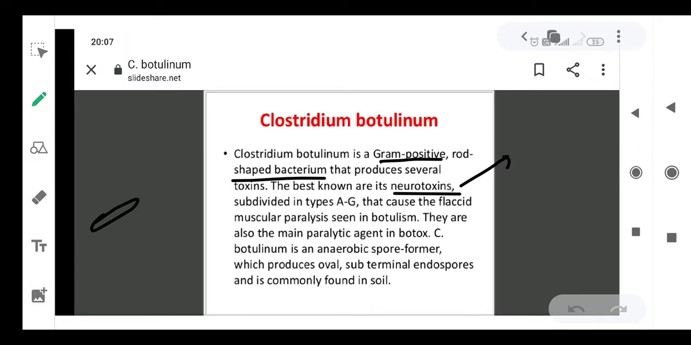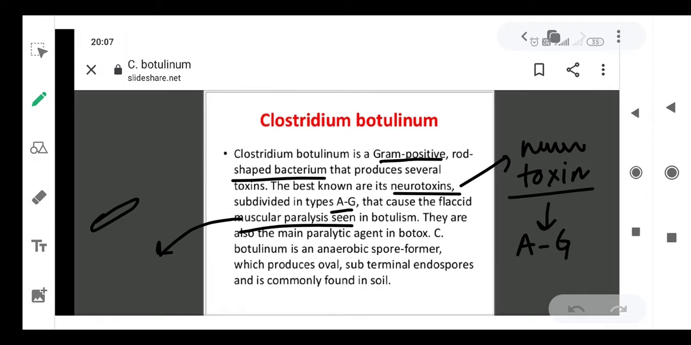I have told you that the botulinum toxin is a neurotoxin, and this neurotoxin is further subdivided into type A, B, C, D, E, F, G. This is another important thing, and this will ultimately cause the disease botulism, which is flaccid paralysis. I will rather say flaccid paralysis because it is a muscular paralysis, of course, but it will bring about flaccidness.